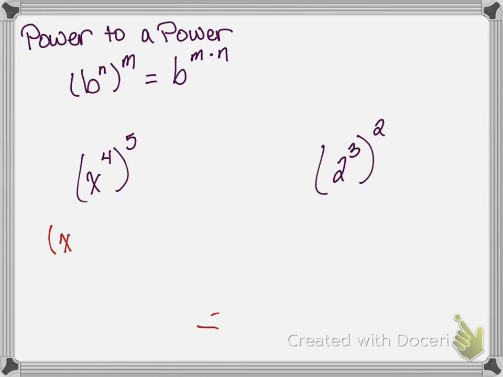Inside this parentheses, I have x to the fourth power. And how many times is that being multiplied times itself? 5. x to the fourth, x to the fourth, x to the fourth, x to the fourth, x to the fourth. When they're being multiplied together like this, what do I do with those exponents? Add them. So 4 plus 4 plus 4 plus 4 plus 4 is 20. So this equals x to the 20th.